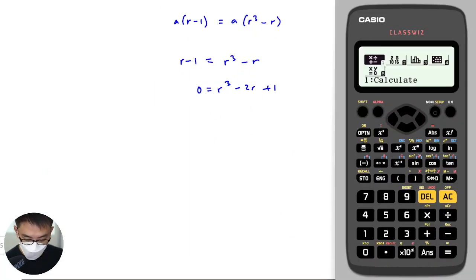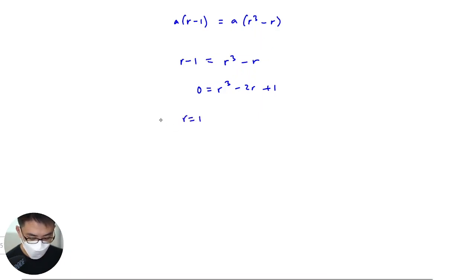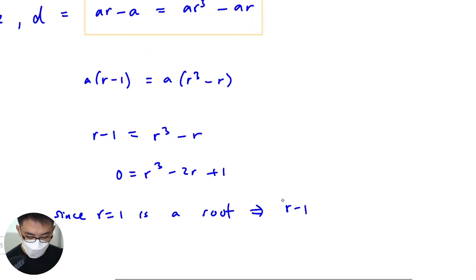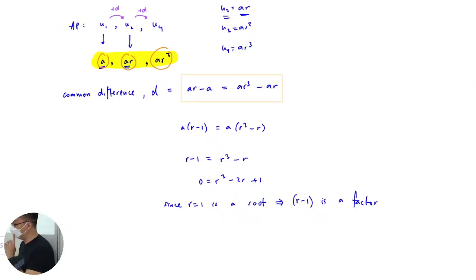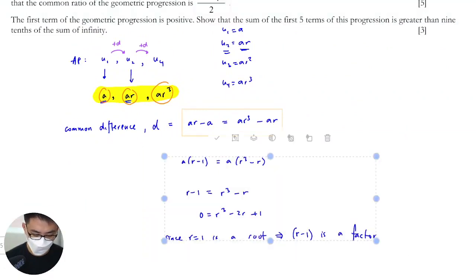Since R equals 1 is a root, R minus 1 is a factor. Because you need to find the exact root, so actually what I'm going to do is find the factor here.